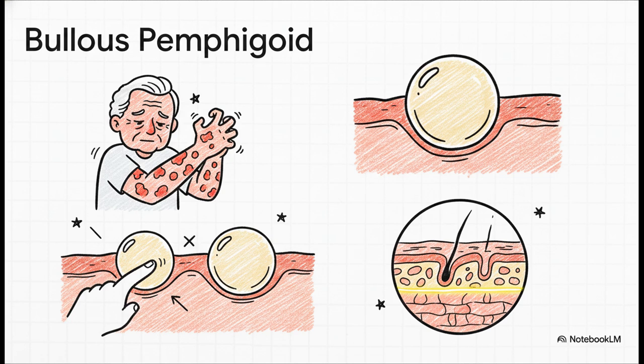Because of this deeper subepidermal separation, the clinical profile is a stark contrast to pemphigus. For starters, the Nikolsky sign is unequivocally negative, and mucous membranes are typically spared.